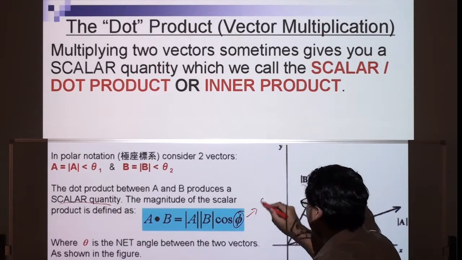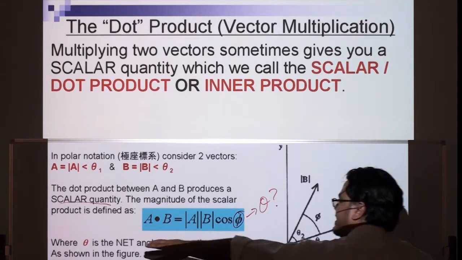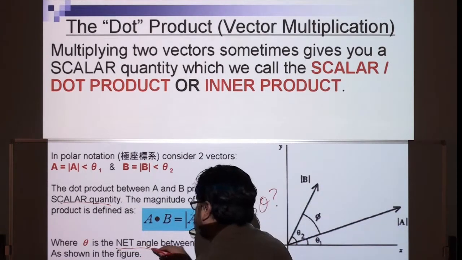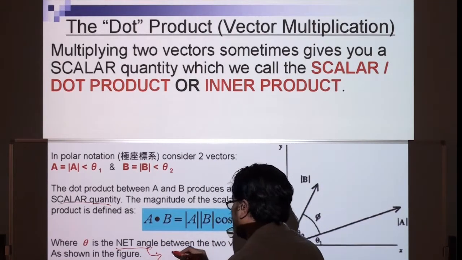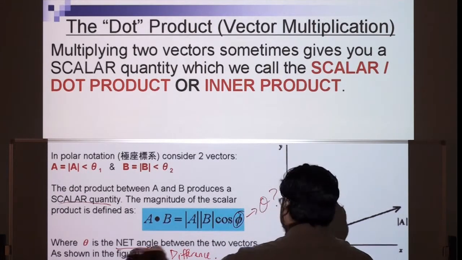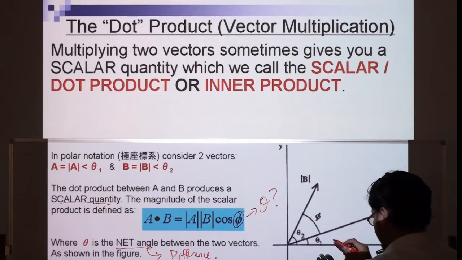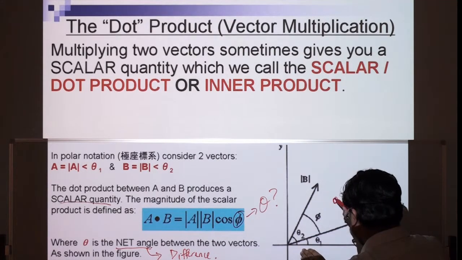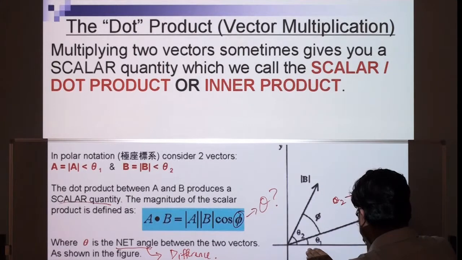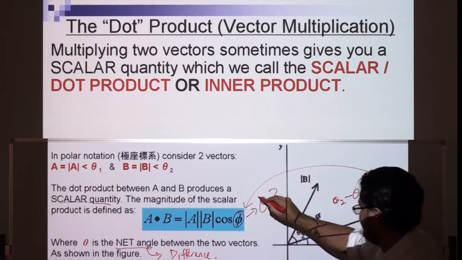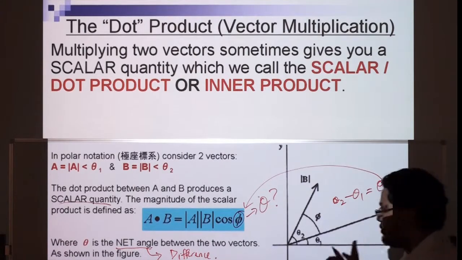Now this theta, what is it? Theta is the net angle between the two vectors. The net angle is equal to the difference, as shown in the figure. So here it's going to be theta 2 minus theta 1, and that will be this theta here. As we'll show you shortly.